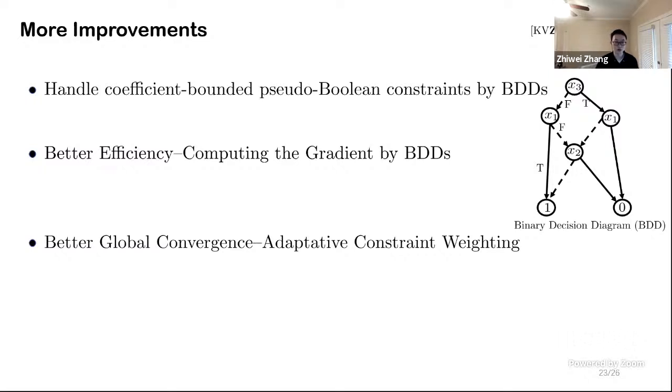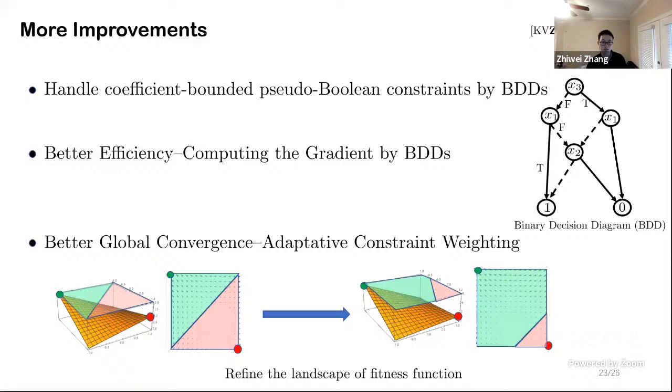Also, we are aware of the fact that in the SAT community, converging to a global maximum is much more important than just having a local maximum. So we also used adaptive constraint weighting borrowed from discrete local search to get better global convergence. If you are interested in any of those topics, I encourage you to refer to our newest paper.